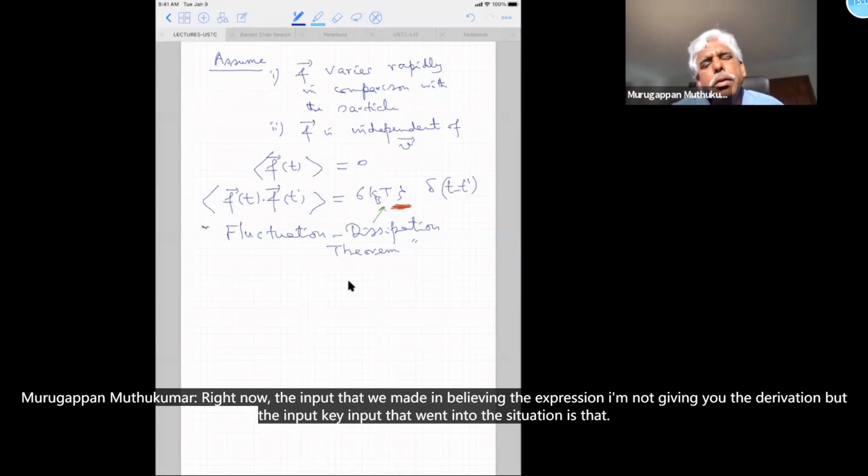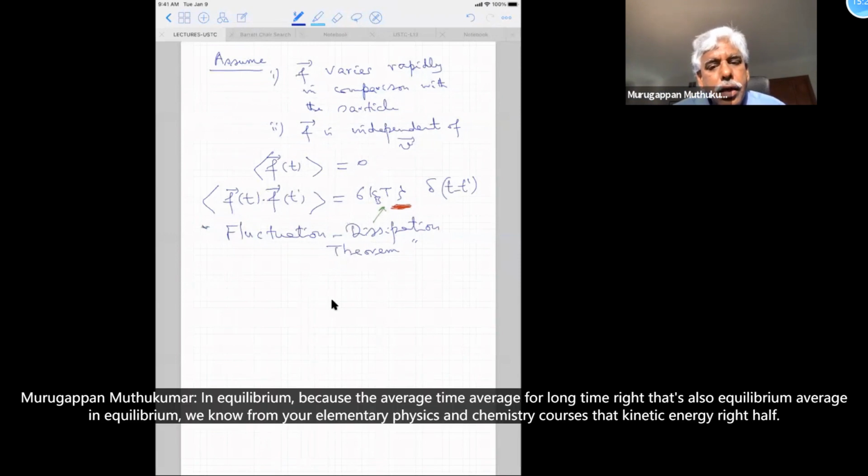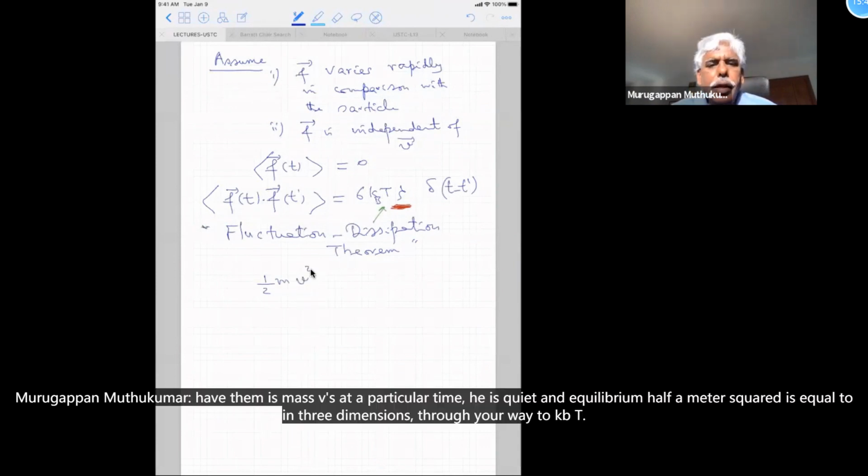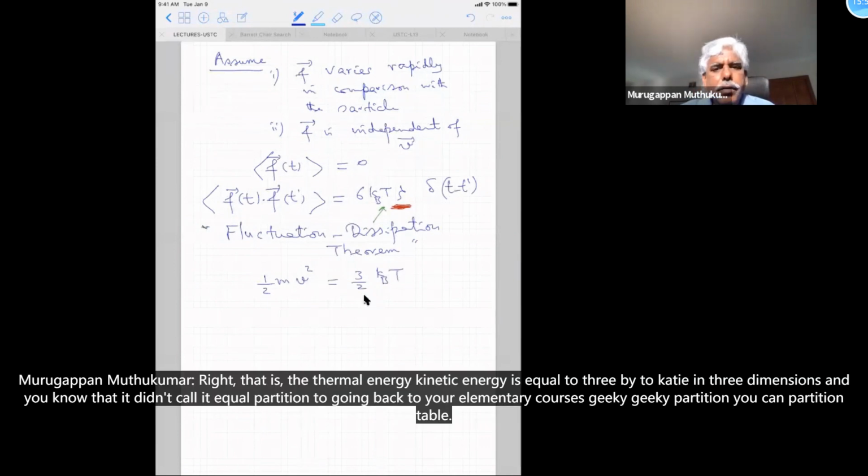Now, the key input that went into this derivation, which I'm not giving you, is that in equilibrium, the time average for a long time is also the equilibrium average. In equilibrium, we know from elementary physics and chemistry courses that kinetic energy, half m v squared, where m is mass and v is the velocity at a particular time, is equal to, in 3 dimensions, 3 divided by 2 kBT. That is the thermal energy. Kinetic energy is 3 by 2 kT in 3 dimensions. This is called the equipartition theorem, going back to your elementary courses.